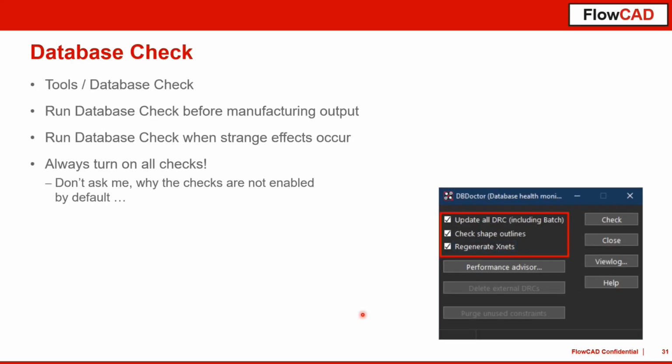Then database check. There's also this possibility to regenerate the XNets. This is sometimes required. In the end, normally run database check before manufacturing output, and you can also run the database check when some strange effects occur on your designs. This is also always the first thing when we get a board on the hotline, that we run the database check. In many cases, this also solves the problems.